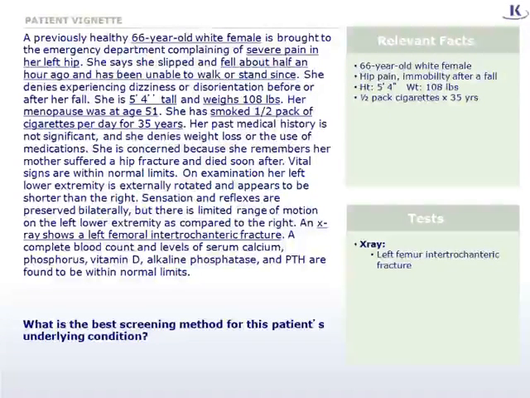This patient is a postmenopausal, underweight, white female with a history of smoking and a probable positive family history of osteoporosis in her mother. Given this patient's risk factors, the diagnosis of osteoporosis must be considered as the underlying cause of her hip fracture. What is the best screening test for this patient's underlying condition?